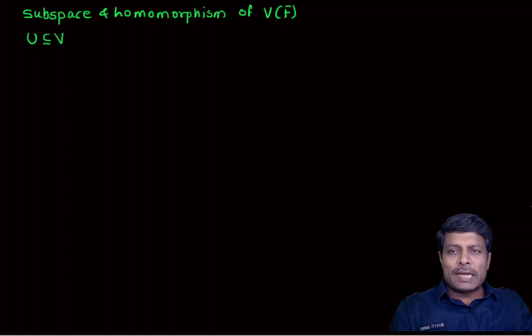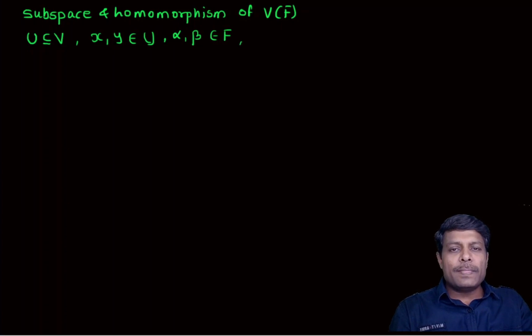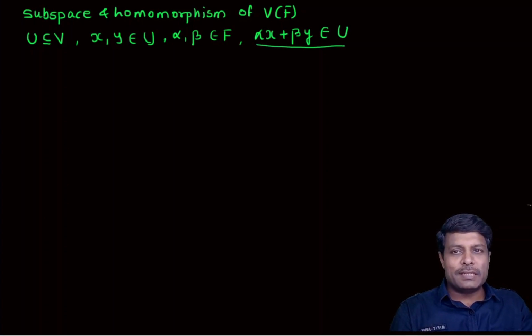So by definition, the condition for the subspace is: you take any two elements from that subset U, you take any two scalars from the field, here the field is F, and then the combination, that is alpha x plus beta y, must again be a member of U. If this condition is satisfied, then we can say that this subset U is a subspace of vector space V. Since the definition itself contains both necessary and sufficient conditions, we can use this condition in both ways.